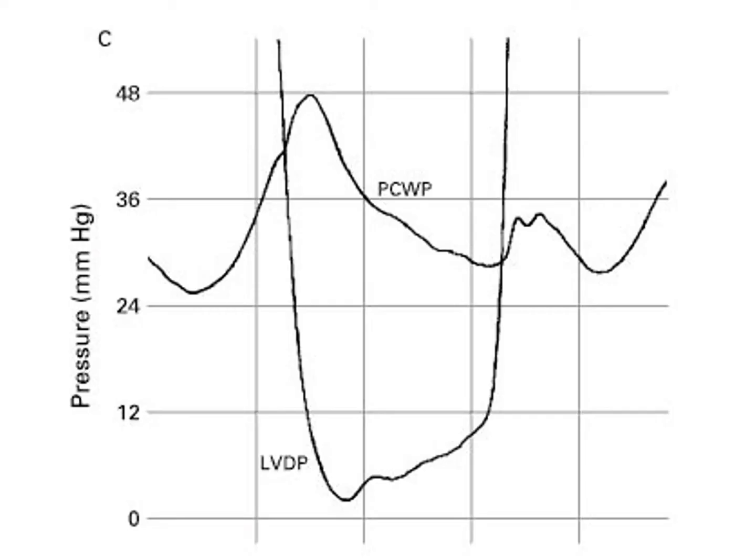This is a catheter simultaneous recording of the pulmonary capillary wedge pressure, which reflects left atrial pressure, and left ventricular diastolic pressure. The pulmonary capillary wedge pressure is very high, and so there is a very significant diastolic gradient between the left atrium and the left ventricle.